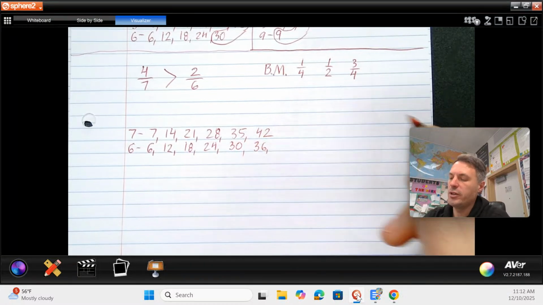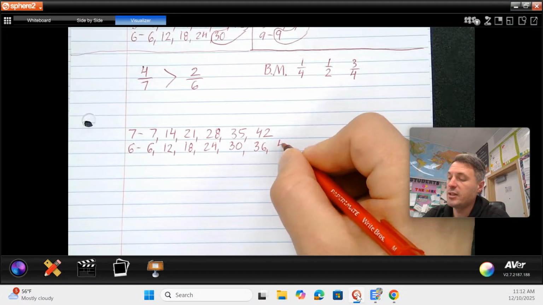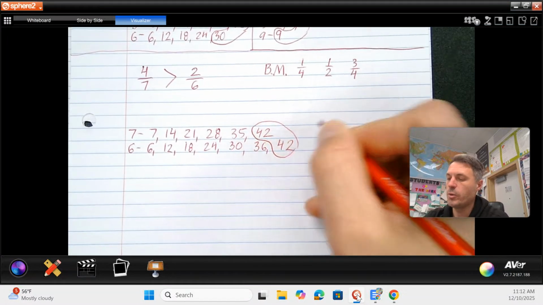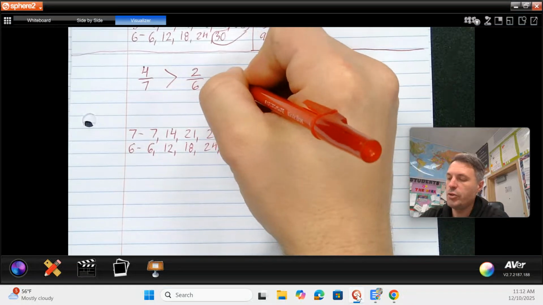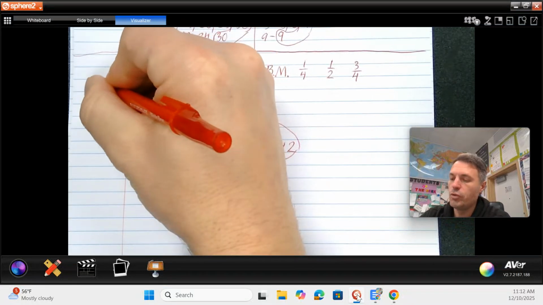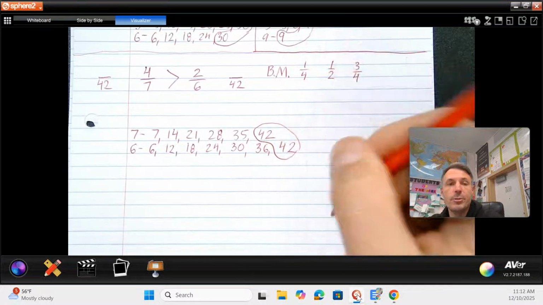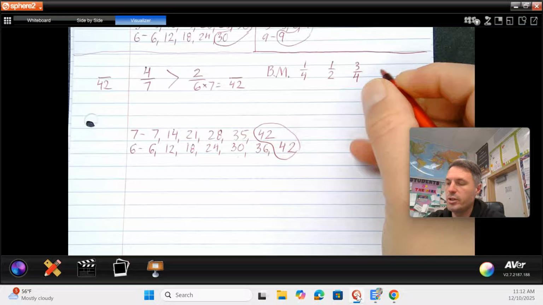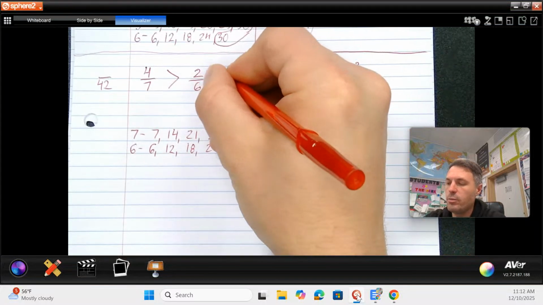After 30 is 36, and after 36 is 42. So the first number we found that's in both lists is 42. So we're going to change both denominators to 42. Now we multiply from the old denominator to the new denominator. 6 times 7 is 42. Whatever we do to the bottom, we do to the top.